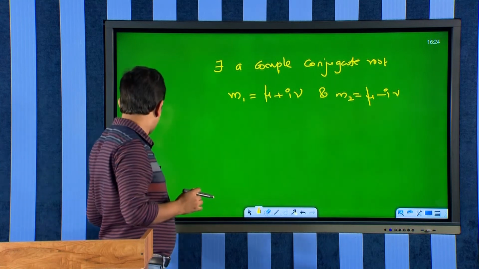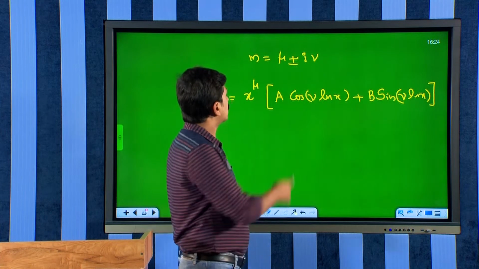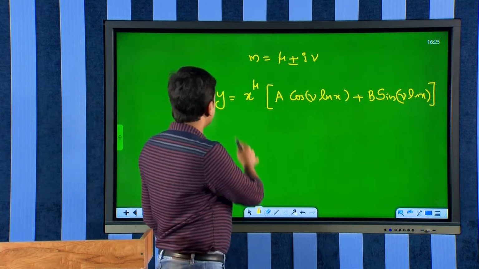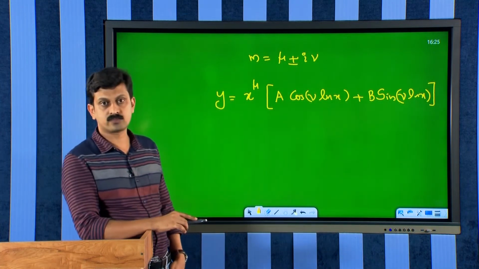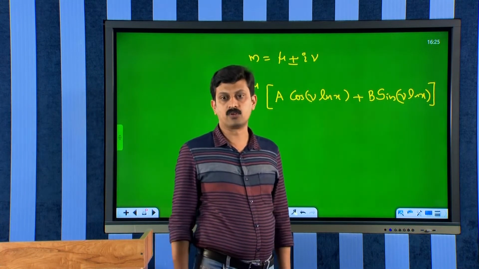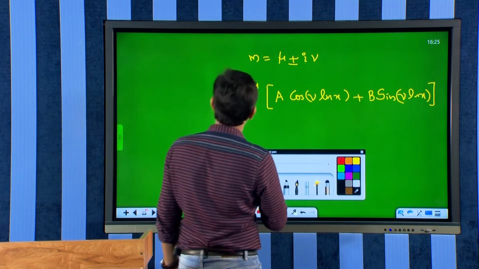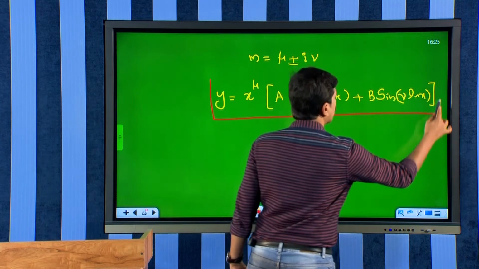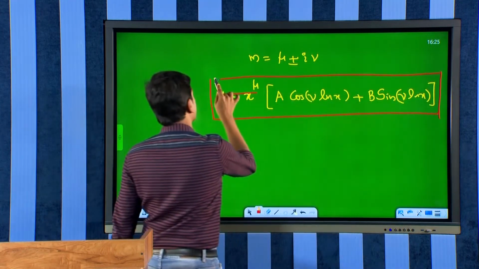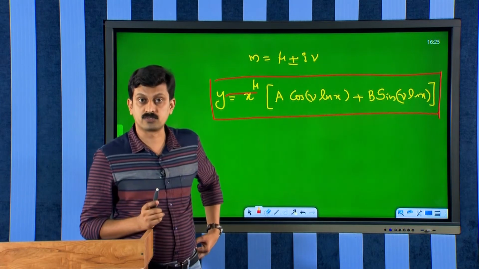Then, with m equal to mu plus or minus i nu, the general solution will be y equals x raised to mu into a cos nu log x plus b sin nu log x. We can consider this as the general solution of such an Euler-Cauchy differential equation if its auxiliary equation has complex conjugate roots.